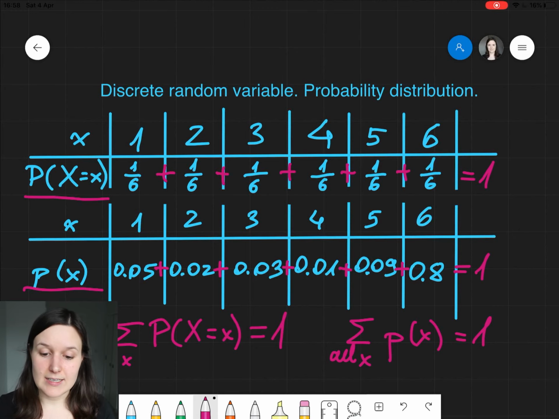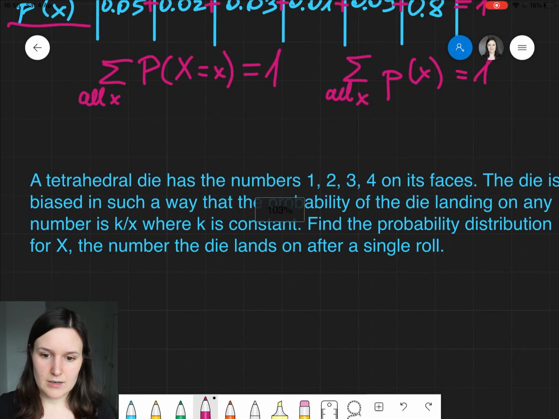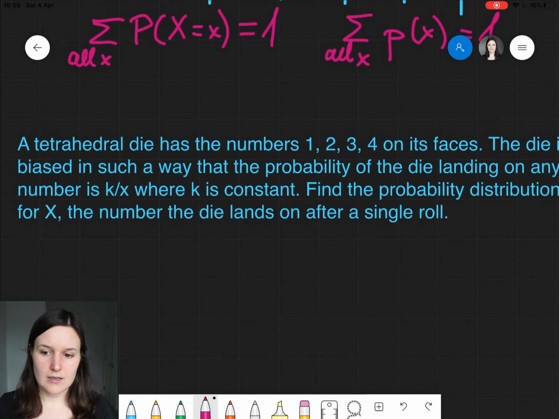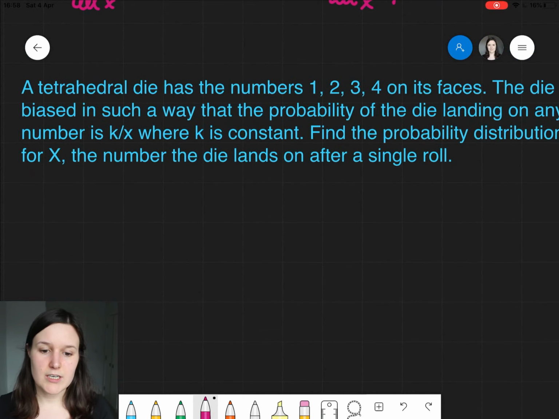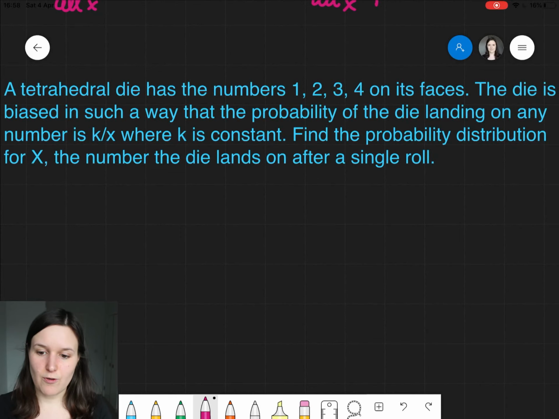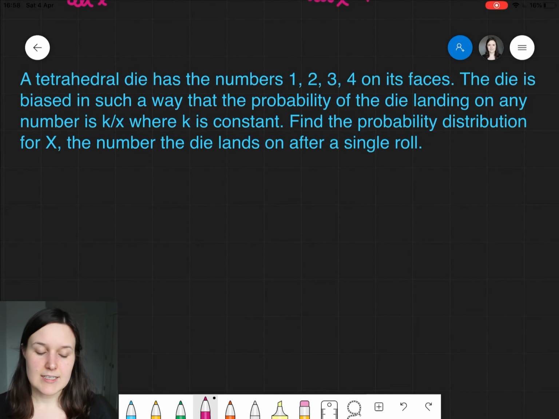Let's take a look at an example. Here we have an example. The tetrahedral die has the numbers 1, 2, 3, 4 on its faces. The die is biased in such a way that the probability of the die landing on any number x is k over x, where k is a constant. Find the probability distribution for x. The random variable is the number that the die lands on after a single roll.